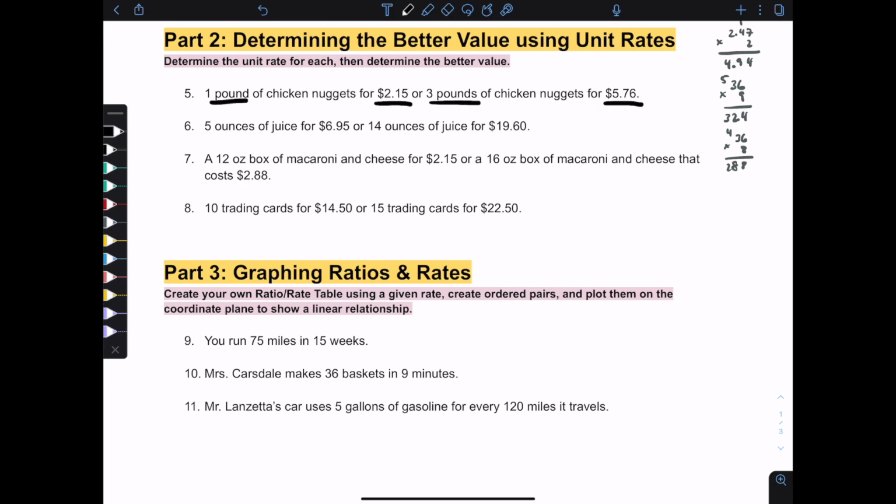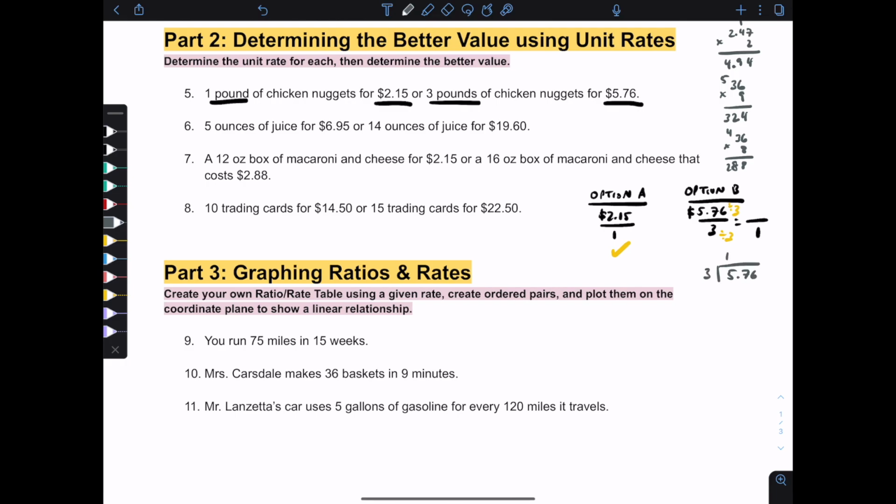We have option A, and that's going to be $2.15 for 1 pound. And then we have option B, and that's going to be $5.76 for 3 pounds. So the one on the left is already good to go. It's already a unit rate, so we don't have to deal with that one. But the one on the right, we should get the unit rate. And to get per 1 pound, to compare these, we should divide 576 by 3, right?